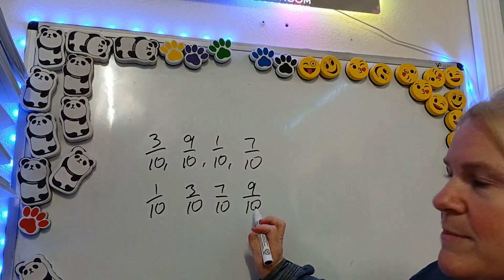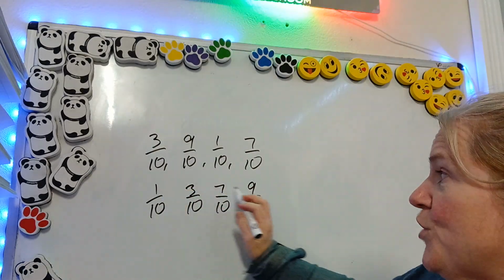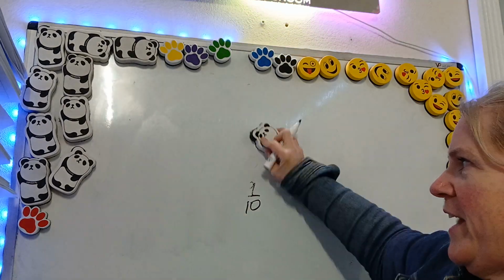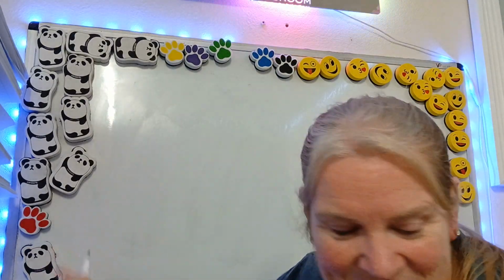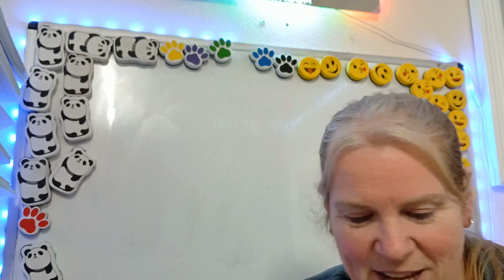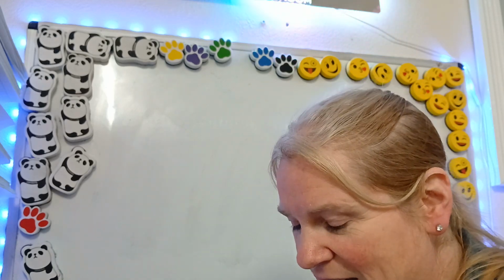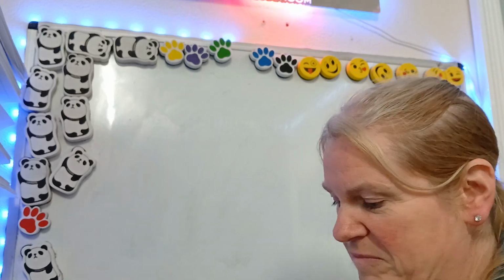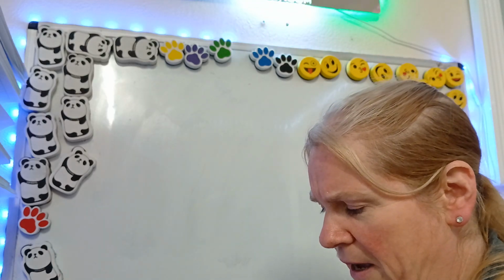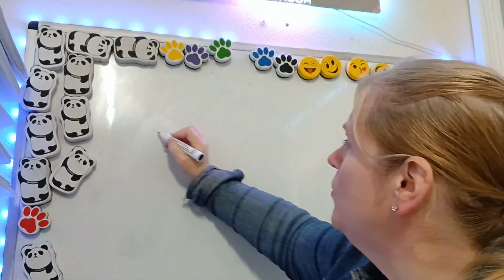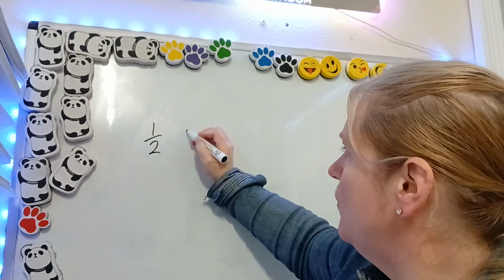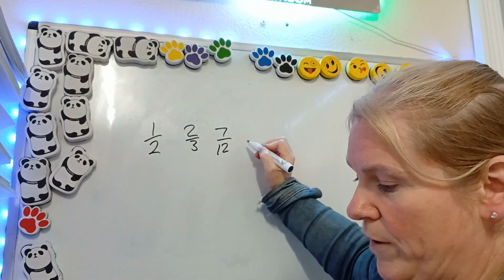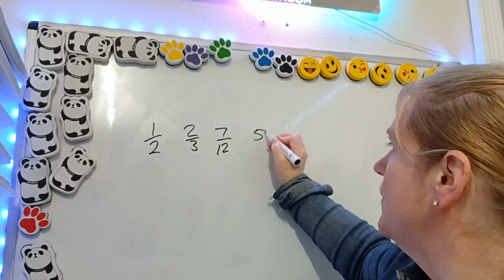Right, so they're all the same type of fractions, therefore you can just look at the top numbers and order them. But, of course, you're never going to get a question like that. Instead, you're going to get ones where they are different. Let's try this one. So we've got a half, we've got 2/3, we've got 7/12, and we've got 5/6.